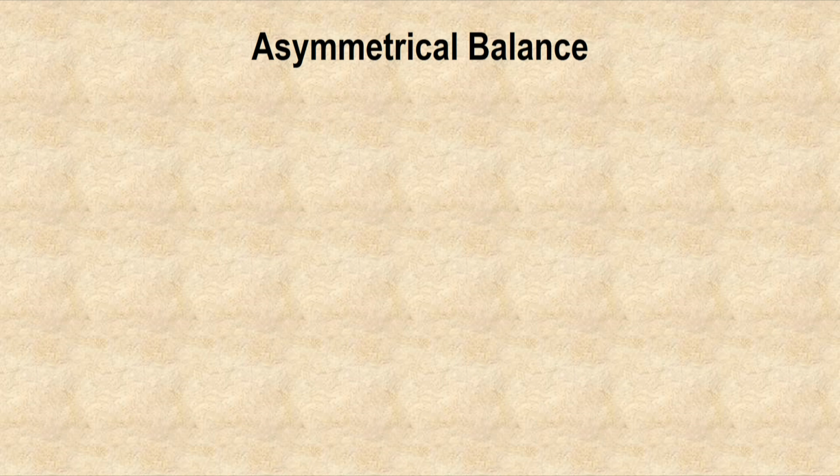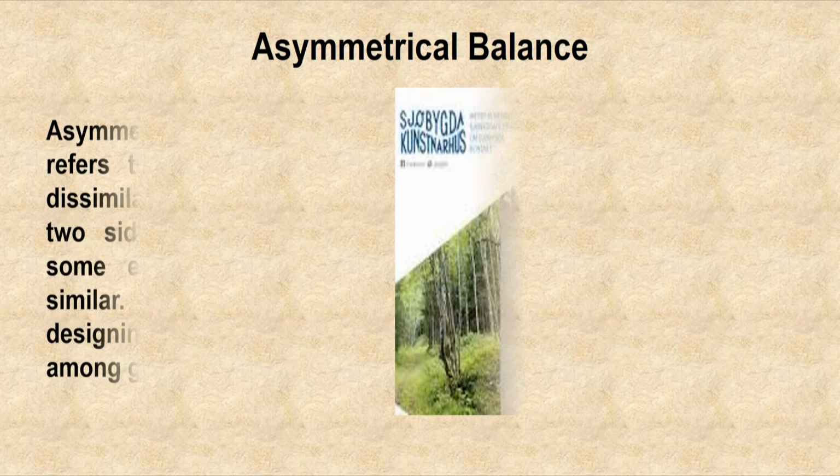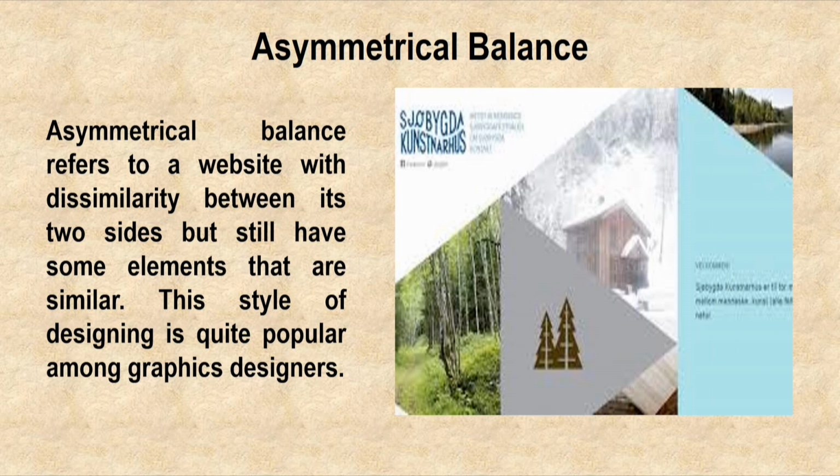The next kind of balance is asymmetrical balance. Asymmetrical balance refers to a website with dissimilarities between the two sides. So in the given figure on this slide, we can see that the overall web page is designed in such a manner that different graphical elements don't seem to be balanced in the overall layout. So these kinds of graphic elements are sometimes similar also. This style of designing is highly popular among graphic designers.